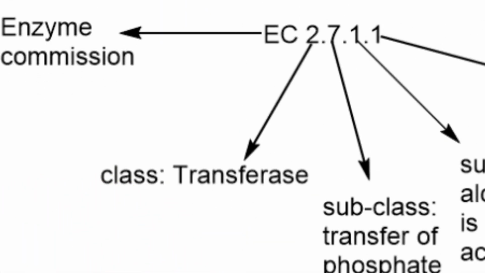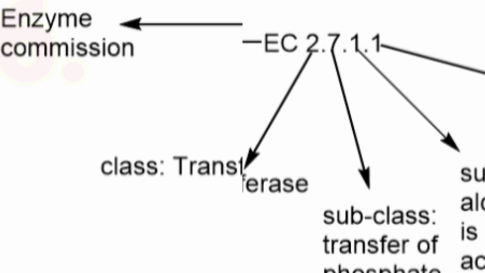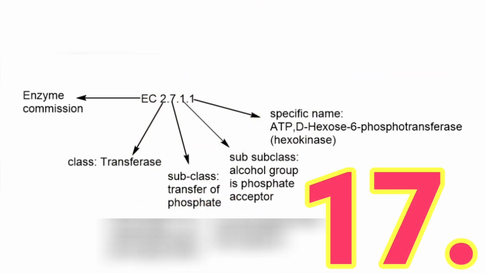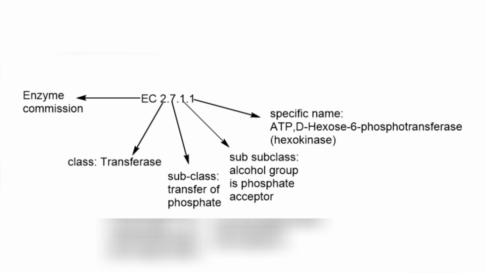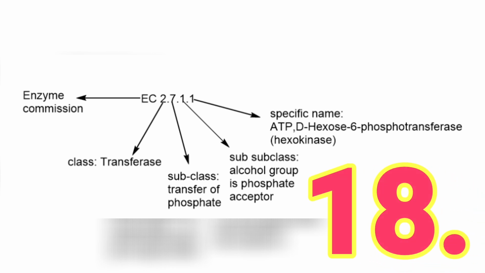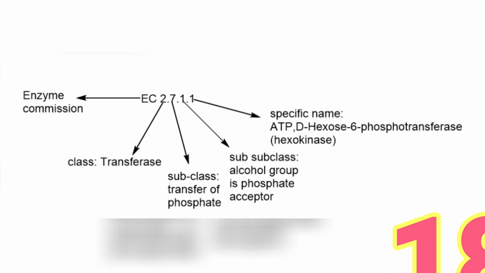EC stands for Enzyme Commission. This number is used to identify and classify enzymes based on the chemical reactions they catalyze. The first digit indicates the main enzyme class. The second digit specifies the subclass. The third digit further defines the reaction, and the fourth digit uniquely identifies the specific enzyme within that category.